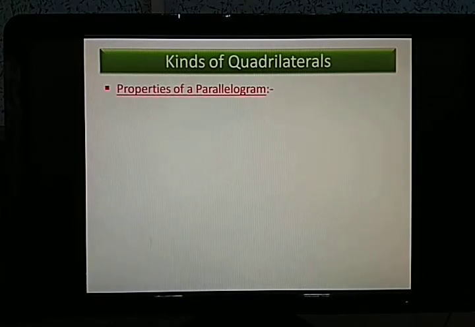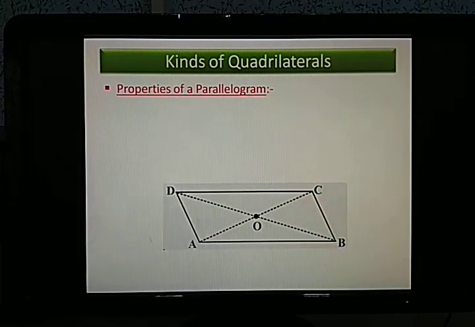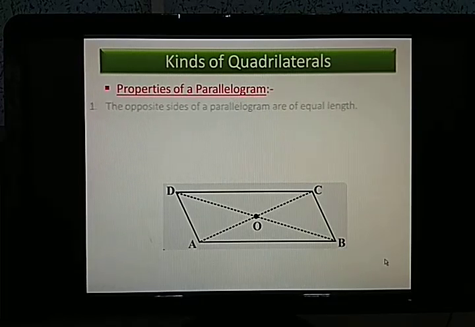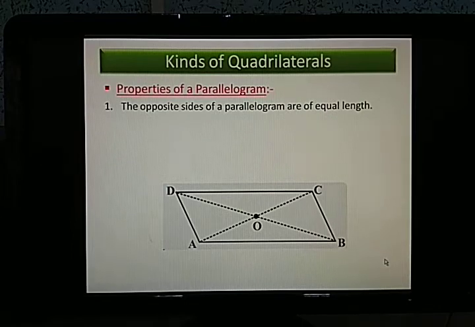This is very important because if we don't know these properties, then we will not be able to solve the problems which are related to parallelogram. So the first property is, this is the parallelogram that we will discuss. These are the diagonals. We already know what are diagonals. AC and BD are the diagonals. There are two diagonals of a parallelogram. So the first property is, the opposite sides of a parallelogram are of equal length.